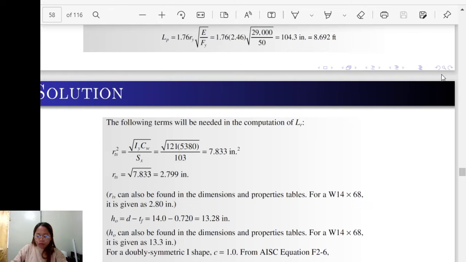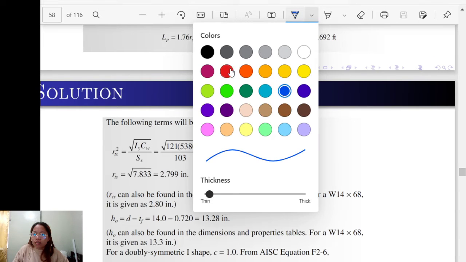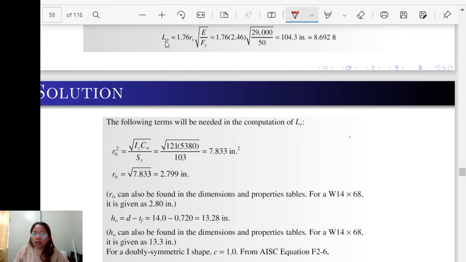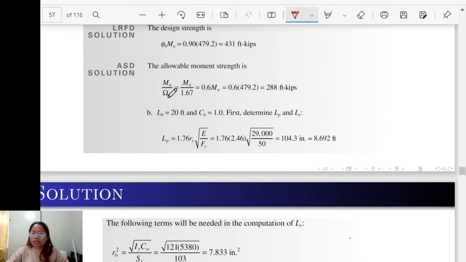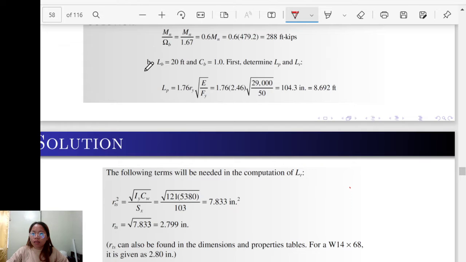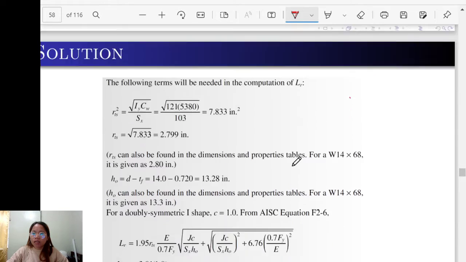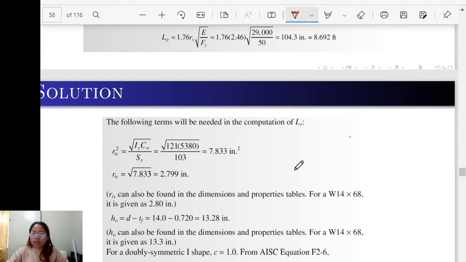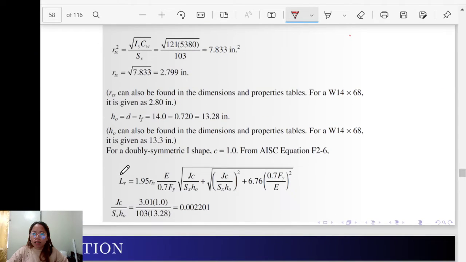So for the L sub r, we're done with solving for the L sub p, no? Because we are now in letter B. Then we'll try to find the value of L sub p and L sub r, no? And we're done with L sub p. For the L sub r, the formula is this one, no?